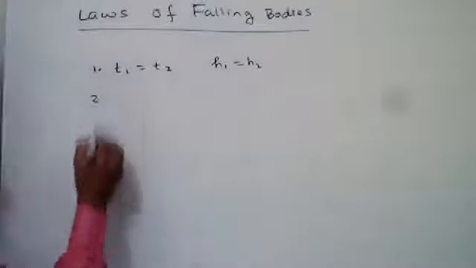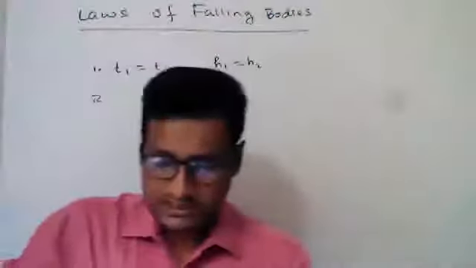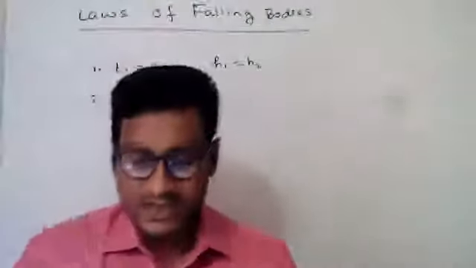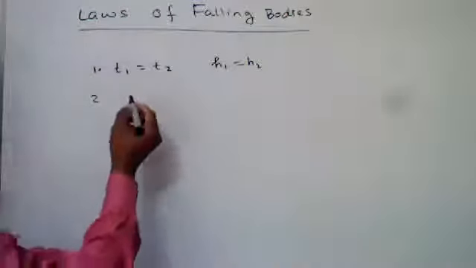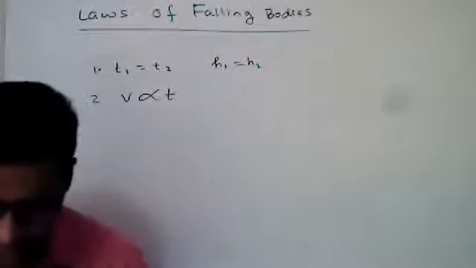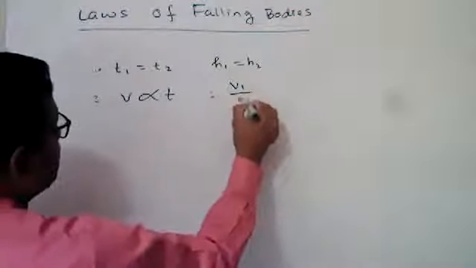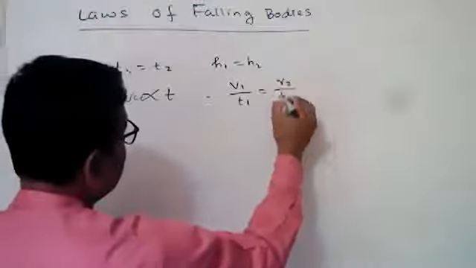Second, if a body is falling freely, then the velocity is proportional to time. Velocity is proportional to time. From this we can write V1 by T1 equals V2 by T2.